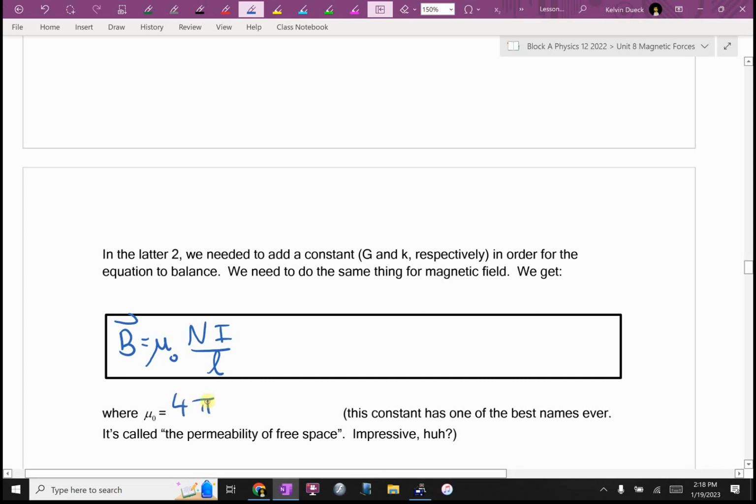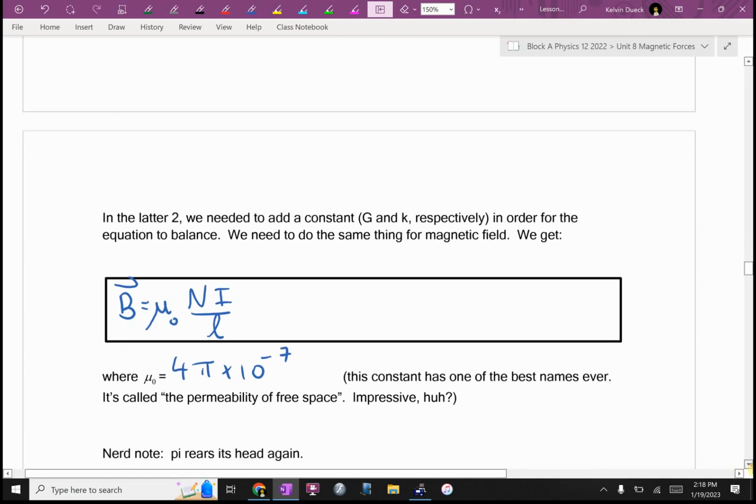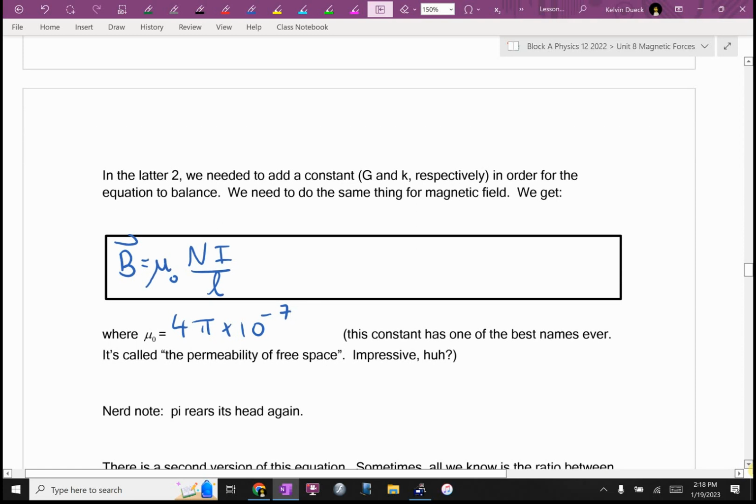Yeah, what is it? 4 pi times 10 to, is it negative 7? Yeah. And then whatever the units are. I'll find it. It's going to be right where the big G is and right where the little k is. It's in that same chart. Okay? And it has, to me, one of the coolest sounding names. What's it called? The permeability of free space. Reed, what did you learn in school today? Mummy, I learned about the permeability of free space. Oh, Reed, you are ever so clever. Thank you, Mummy. Right? What a great name. And yeah, nerd note, pi rears its head again. It just shows up in cool places.